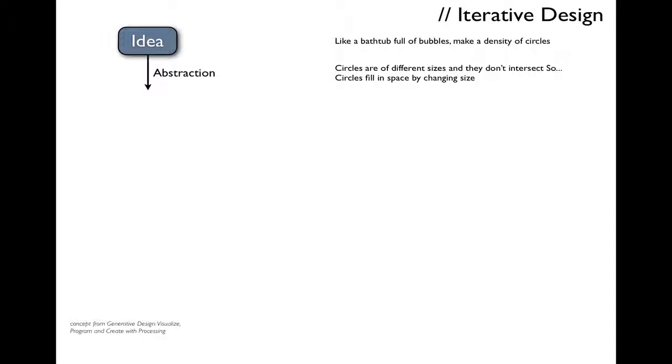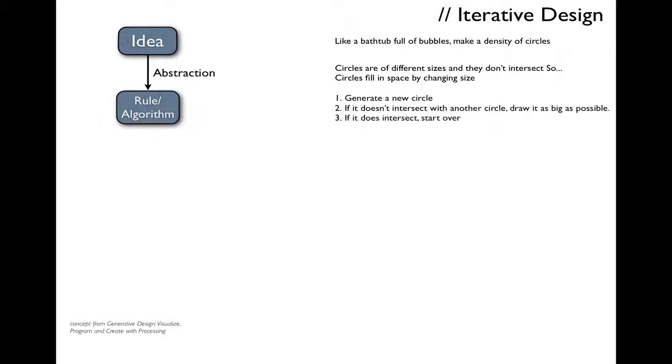So one of the things I know in our example here is that the circles are going to have to be of different sizes so they don't intersect. Essentially, the circles fill in the space around them by changing size. So they're going to need to know what is in their neighborhood, what's going on around them. So from my abstraction, I'm going to start trying to create some rules or an algorithm, a process or a procedure in order to start making this happen.